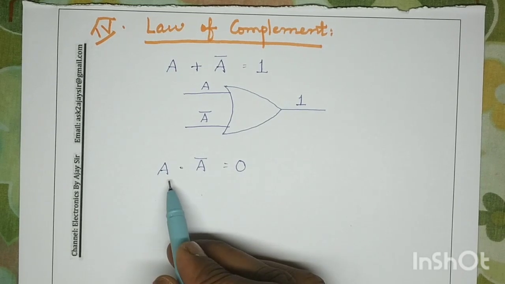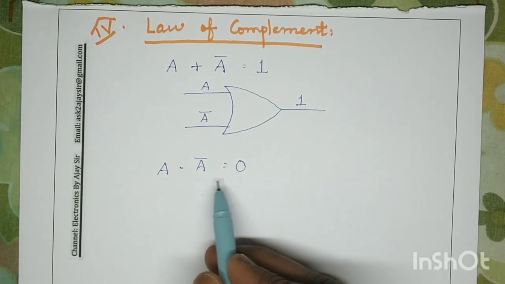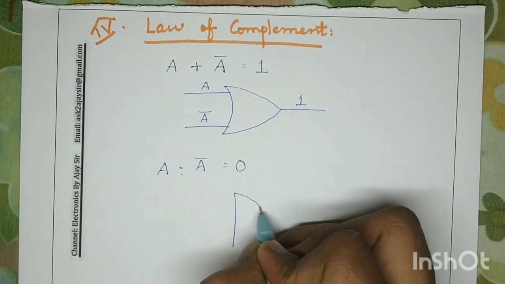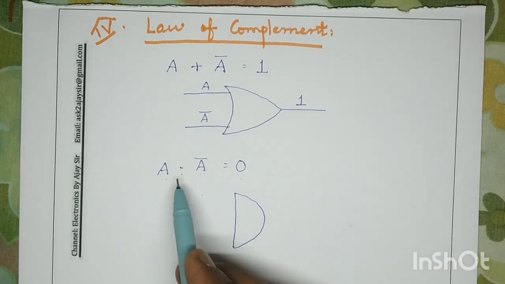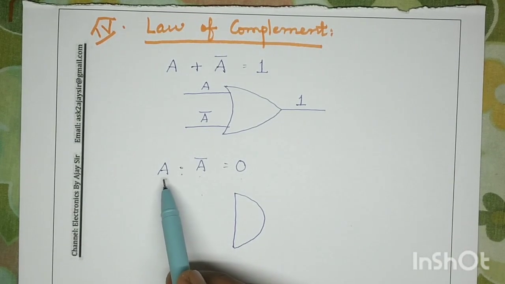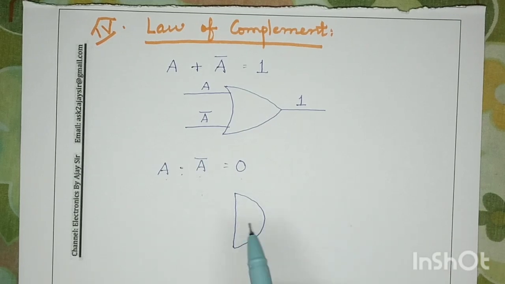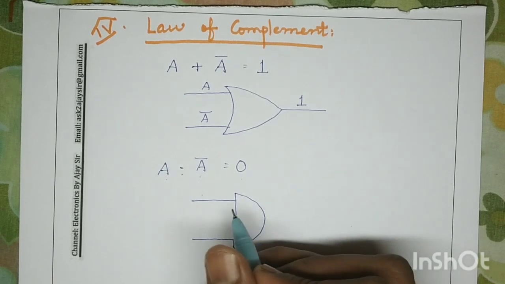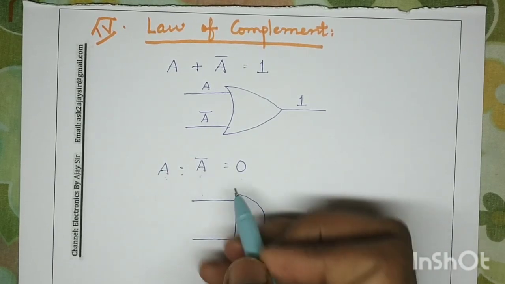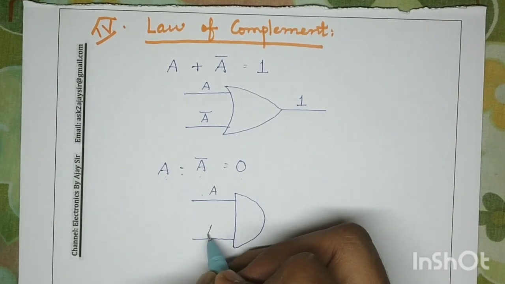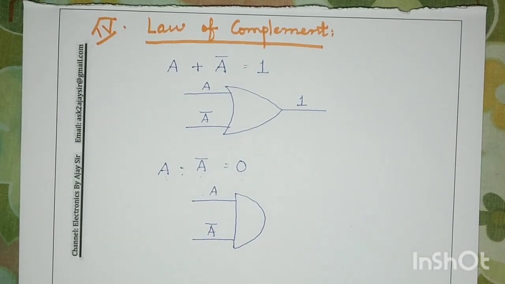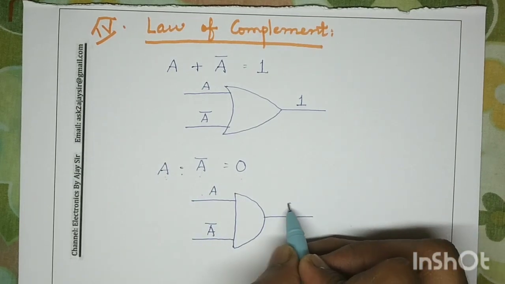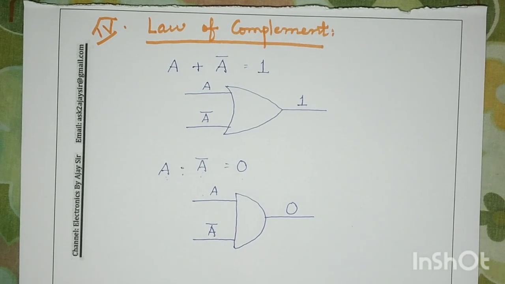Next, for this expression A dot A bar is equals to 0, we will target on this sign, it's a dot, so we need to use a AND gate, right? And here there are two input variables A and A bar, so I need to use a two input AND gate. A two input AND gate, the inputs are A and A bar, so I will write A and A bar here. The output of this expression A dot A bar is equals to 0, so the output of this AND gate is also equals to 0.